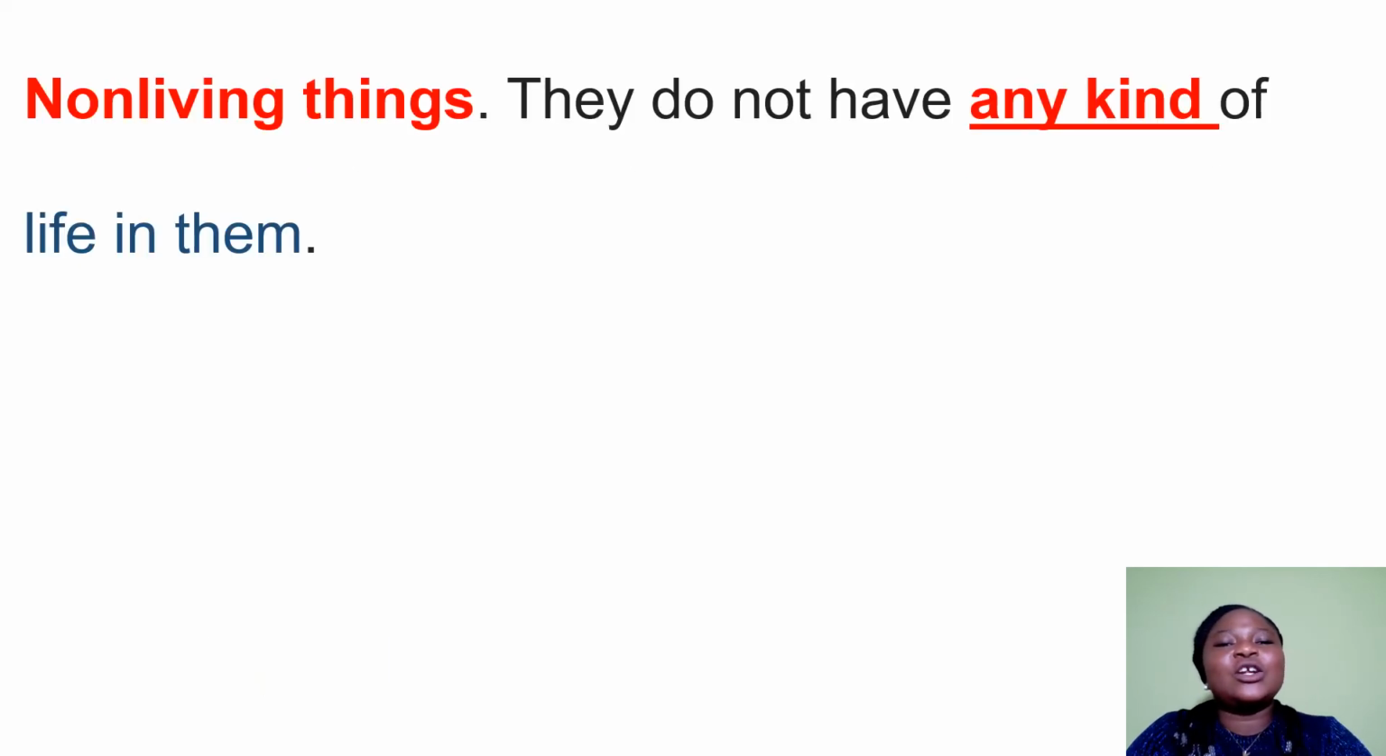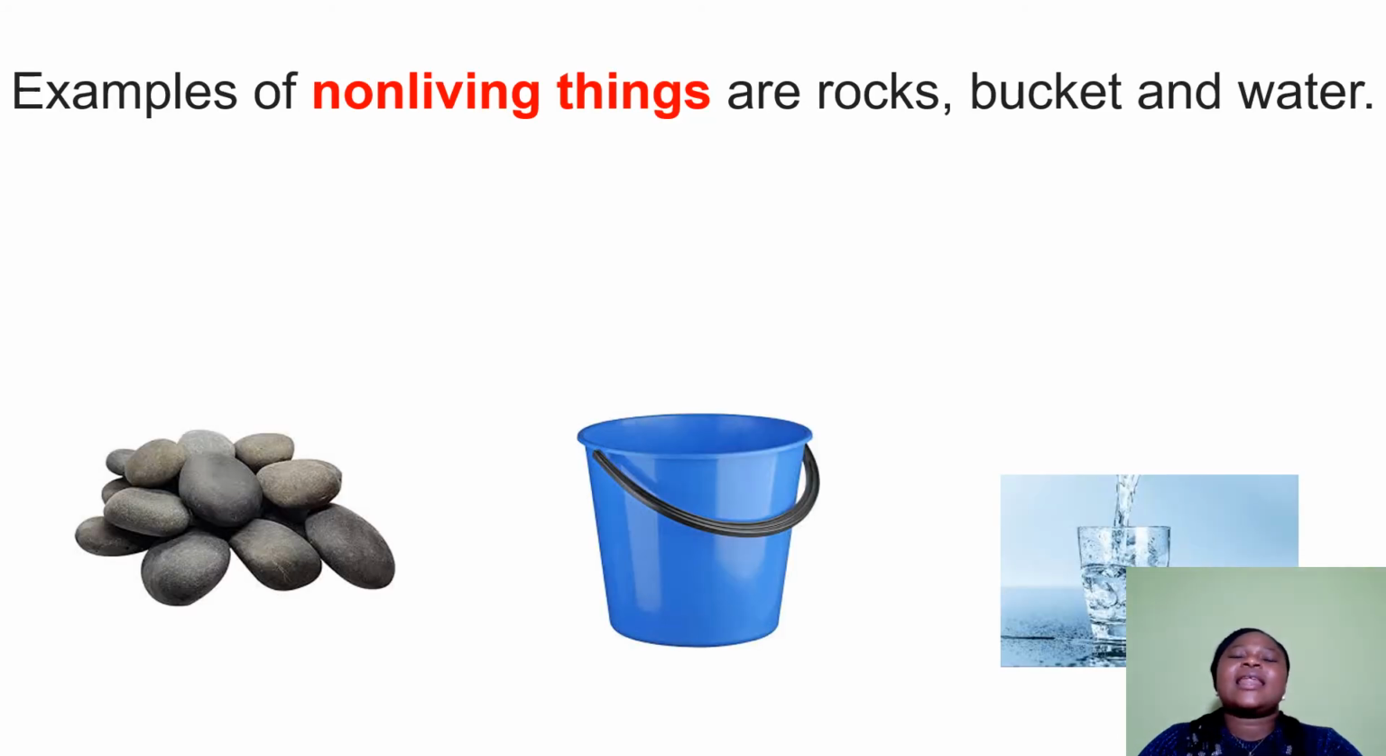Good. Non-living things do not have any kind of life in them. Non-living things do not die as human beings do, so they don't have any kind of life in them. A table does not die unless it gets spoiled.